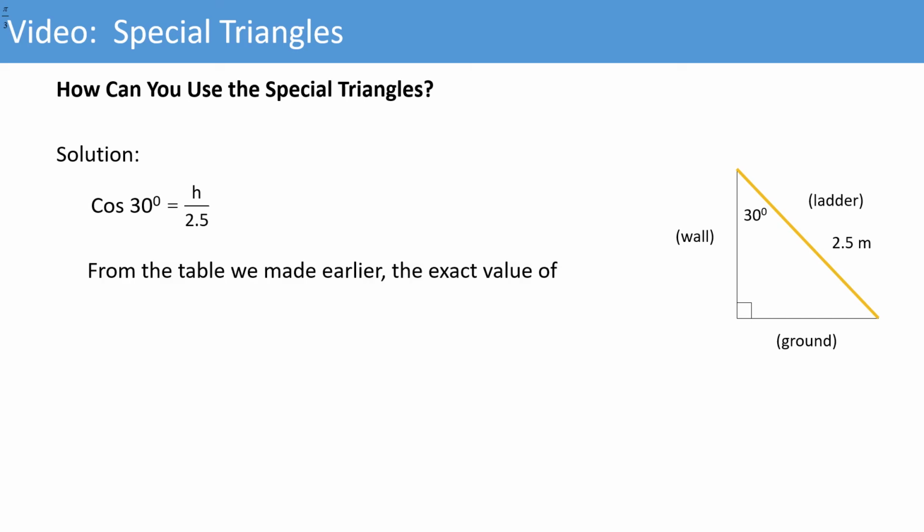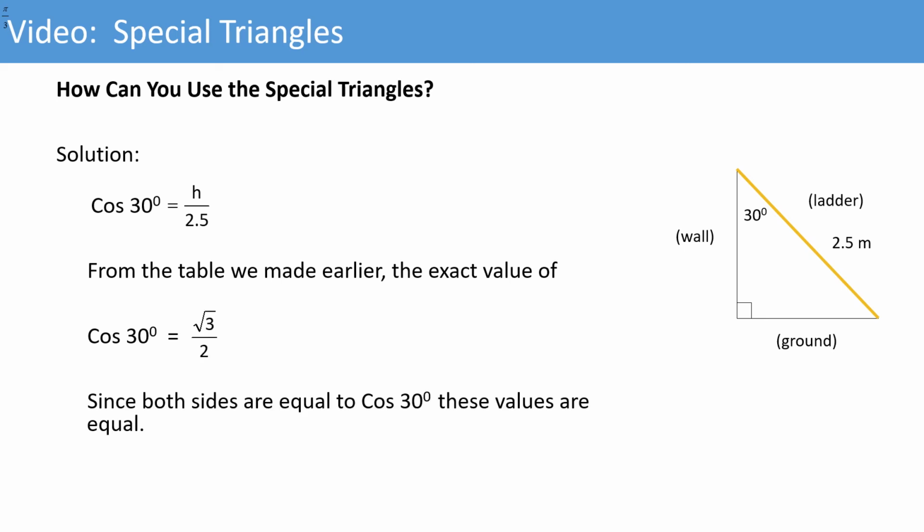From the table we made earlier of exact values, we know that the exact value of cos 30 degrees is square root 3 divided by 2. So what we can do, since both sides equal cos of 30 degrees, the two left sides are equal, so the two right sides must be equal. So h divided by 2.5 is equal to square root 3 over 2.